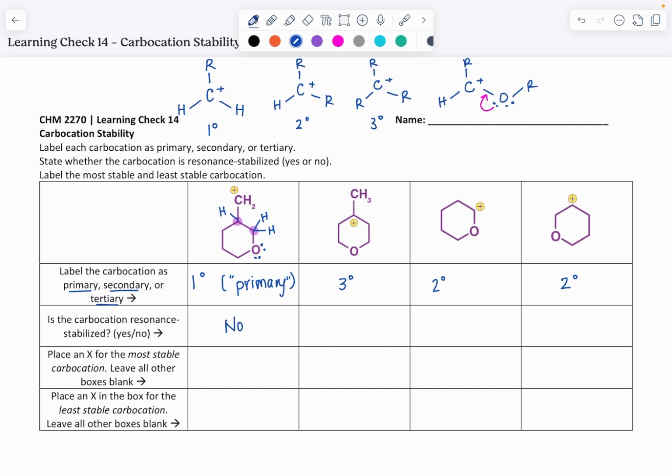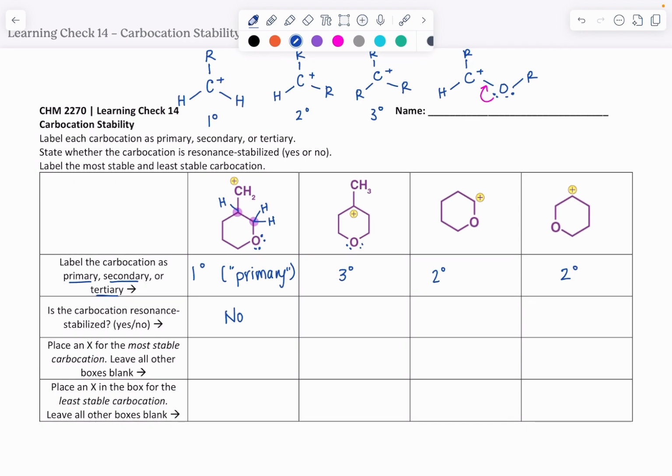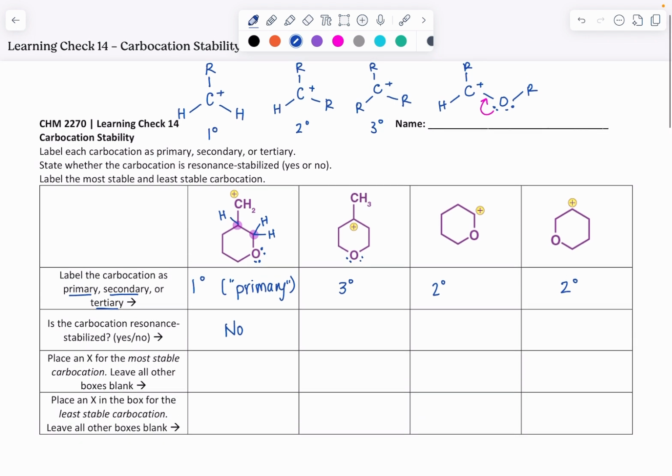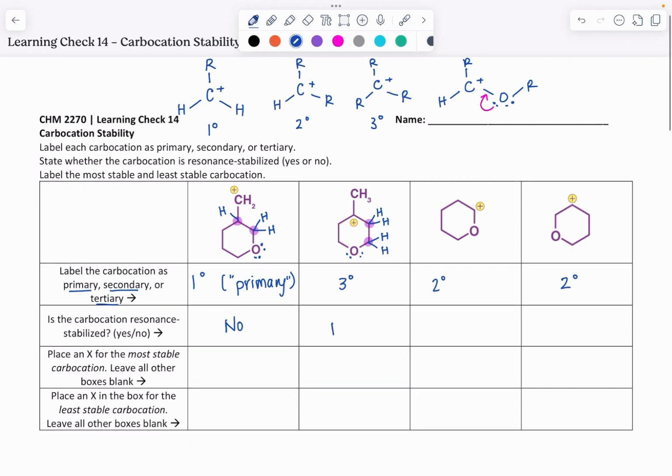Second carbocation molecule, again, just drawing these lone pairs, but we have the same problem between the carbocation and the oxygen with lone pairs. Doesn't matter if you look on the right side of the ring or the left side of the ring. There are two carbons that prevent electrons from resonating to the carbocation. So this is also not stabilized by resonance.